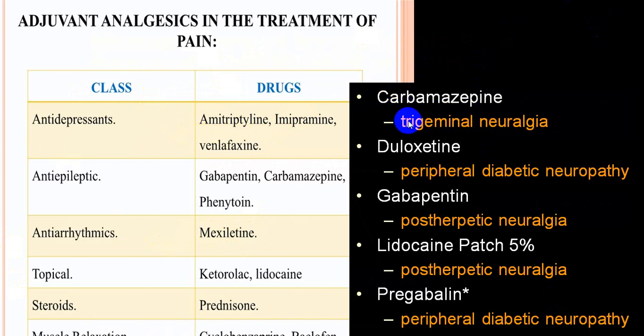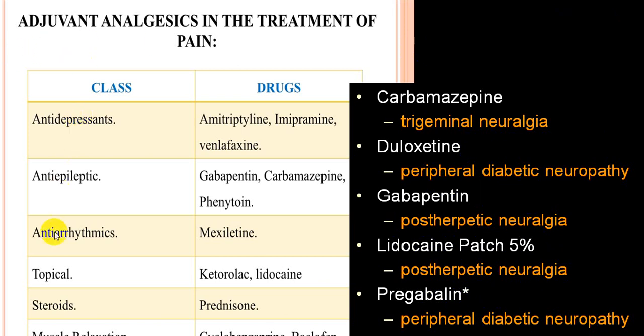In trigeminal neuralgia, carbamazepine. In peripheral diabetic neuropathy, duloxetine. In post-herpetic neuralgia, gabapentin and pregabalin. Also in case of diabetic neuropathy, pregabalin and gabapentin are also drugs of choice. In post-herpetic neuralgia, a lidocaine patch can be utilized. In peripheral diabetic neuropathy, that is pregabalin and gabapentin. In this condition, you can utilize all this.